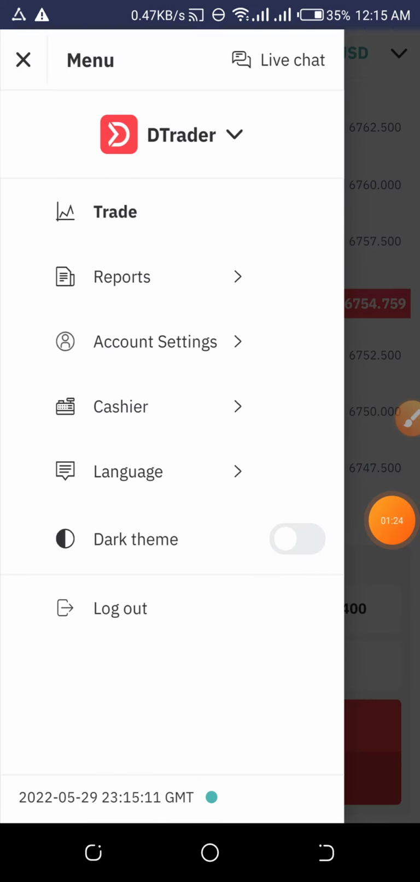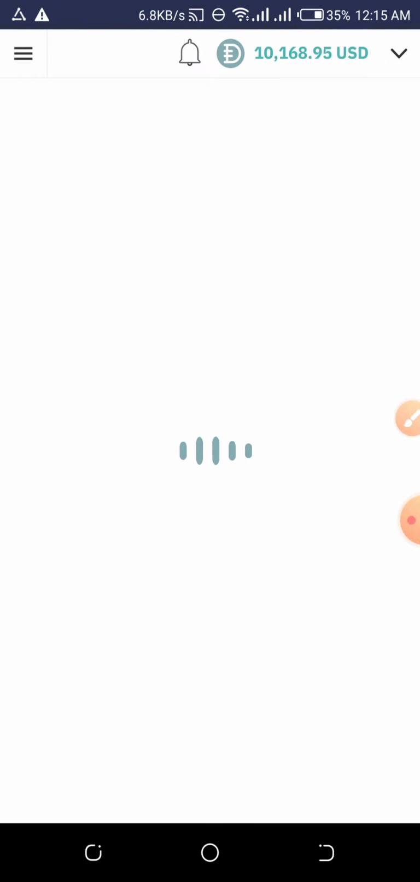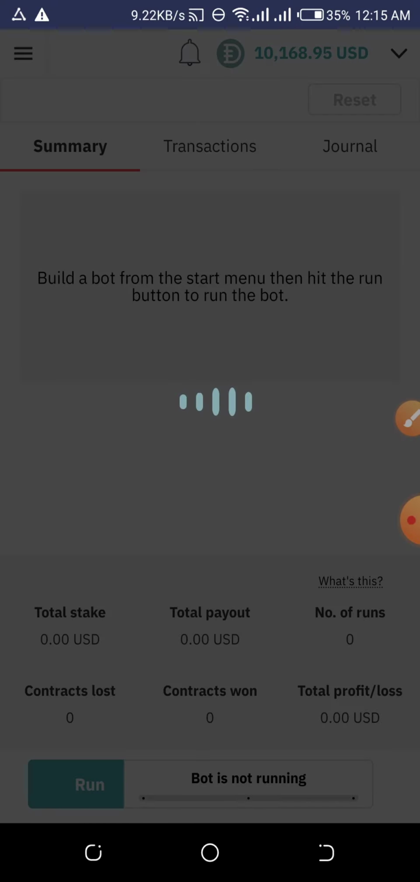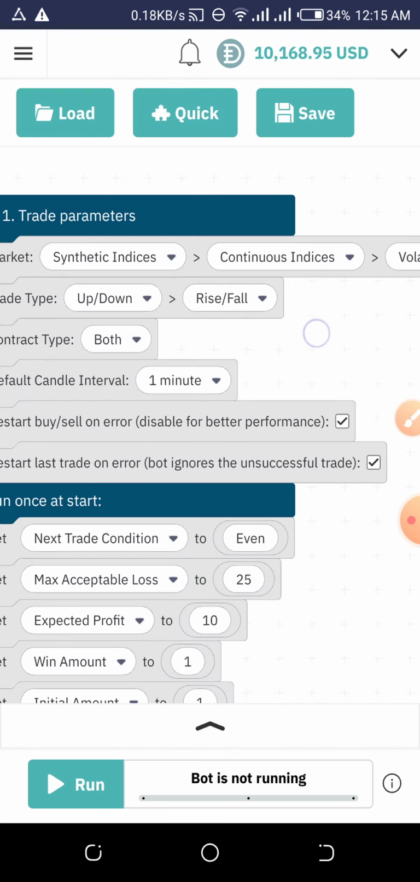So right now I am in my Derive interface, so I'm going to navigate to the DBot. I already have the bot loaded up and traded some. I've done some trades actually, so I'm going to start afresh with some new trades so that you guys can see how it works. Okay, so this is the bot loaded up, and I'll be trading.